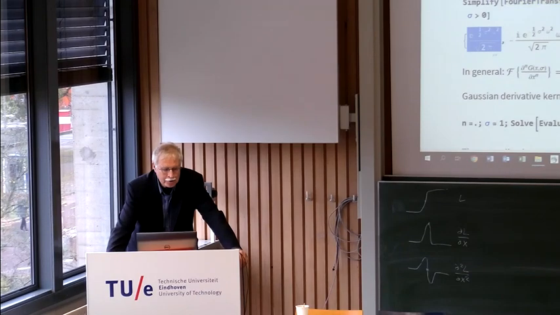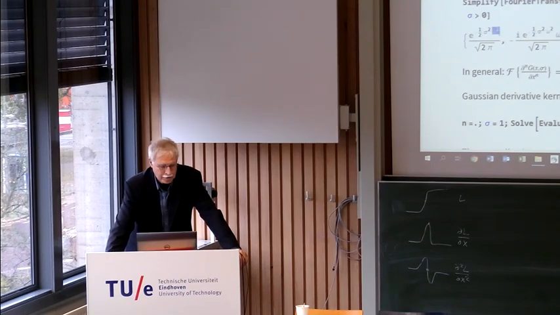This guy we saw before. It is e to the minus sigma square omega square. So this omega square means it's a function of omega. We do not divide by sigma, but multiply by sigma. So this is the regular Fourier transform of the Gaussian. Here, we see the same.